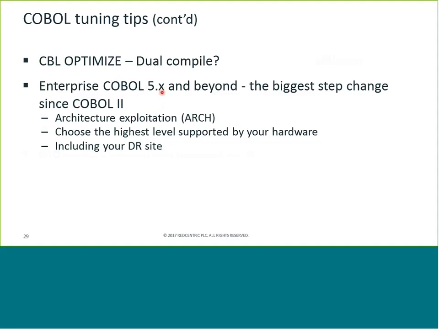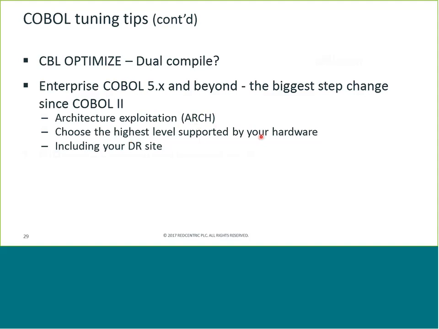If you are looking at Enterprise COBOL 5.x and beyond, this is a huge step change from COBOL II. It fully exploits the new architecture levels within the machine. Things that used to take 100 machine instructions to do can now be done in one machine instruction, and the new version of COBOL will take advantage of that if you code the architecture level as your compile option.